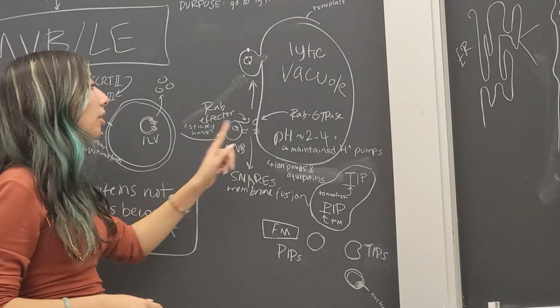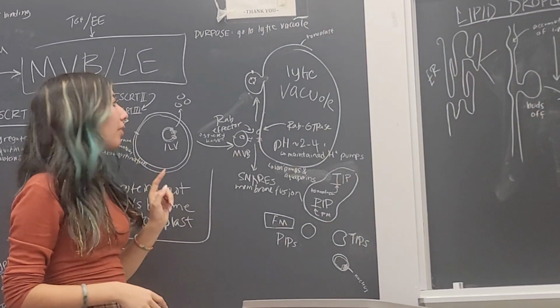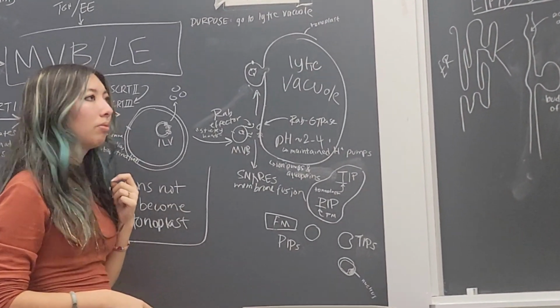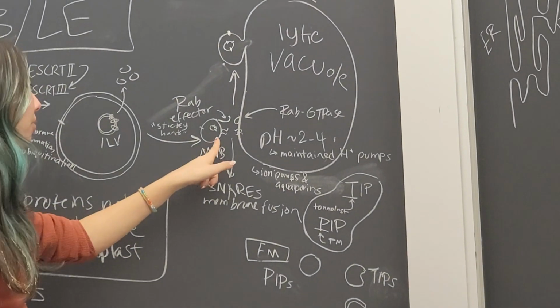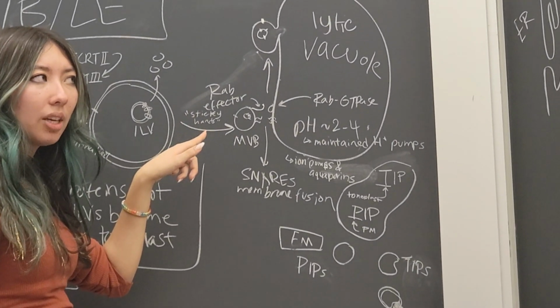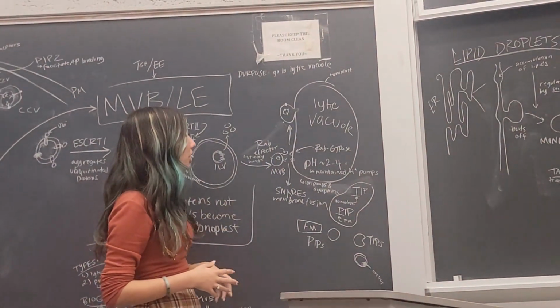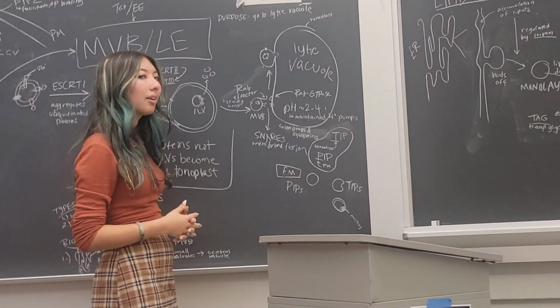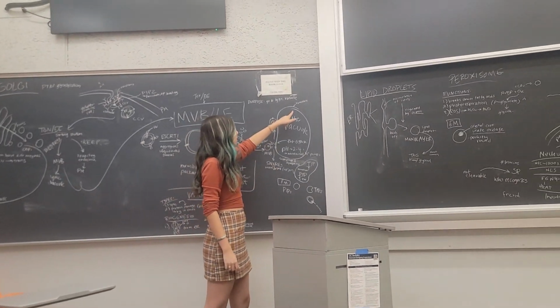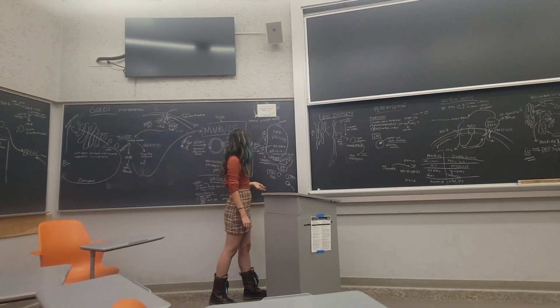There's the V-SNARE, vesicle, right? V is for vesicle, and then T for target. Yeah, the vesicle going to the target. Yeah, that's what I have to say about that.